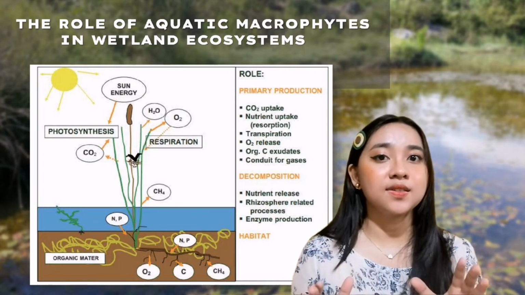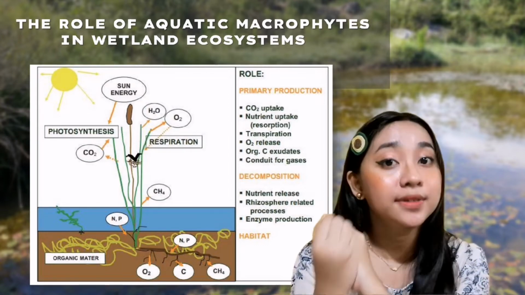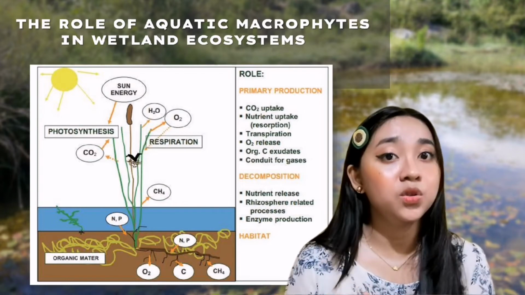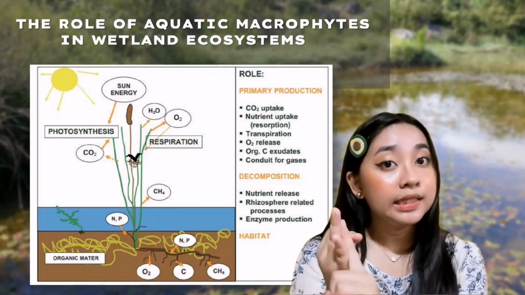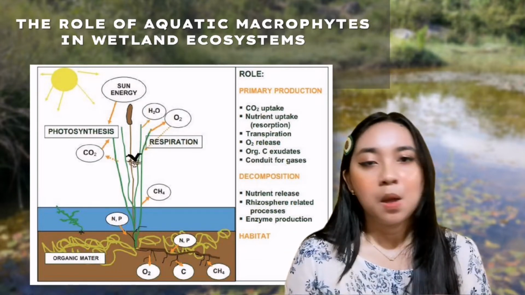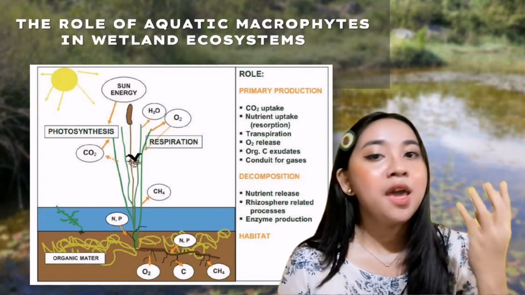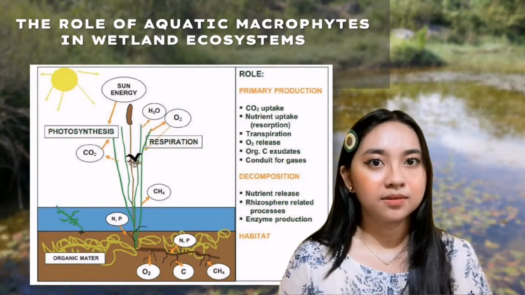After senescence, the produced organic matter provides organic carbon and nutrients to decomposers. Stems and leaves serve as conduits for gases, bringing oxygen-rich air to the rhizosphere and releasing methane.